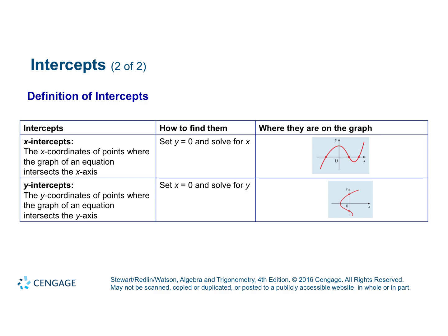So intercepts, 2 of 2. So definitions of intercepts. The x-intercept is the x-coordinate of the point where the graph of an equation intersects the x-axis. So that's when y is equal to 0, and you solve for x. So that's what we did in the previous intercept slide. So we also have different types of graphs.